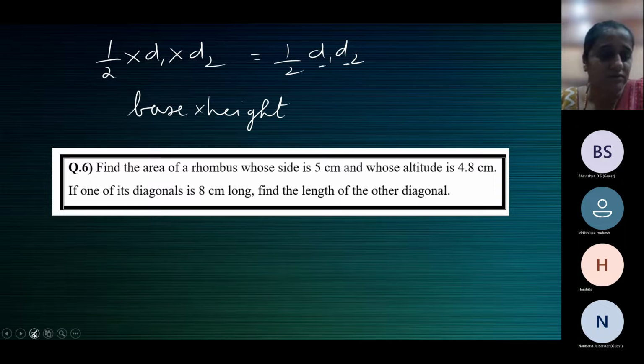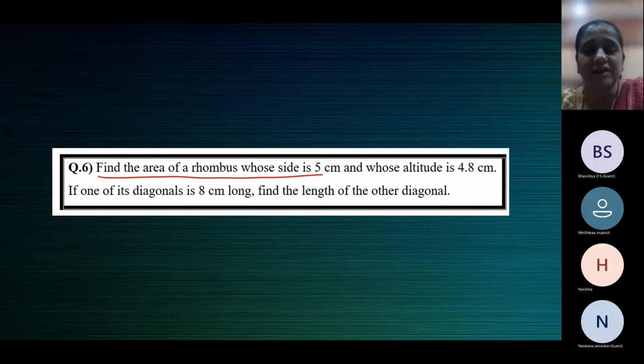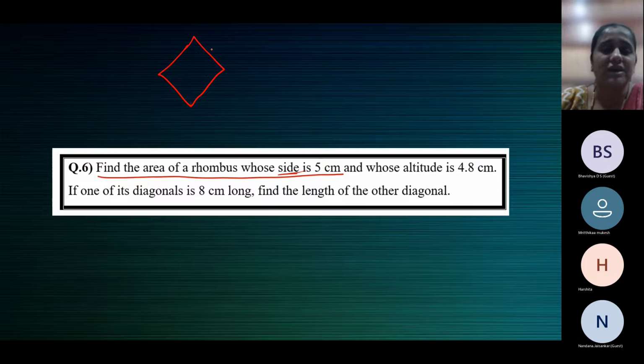Read this question. Find the area of a rhombus whose side is 5 centimeters. Side meaning base. Side is the base. See here in this rhombus, all the sides are equal. In a rhombus, all the sides are equal.